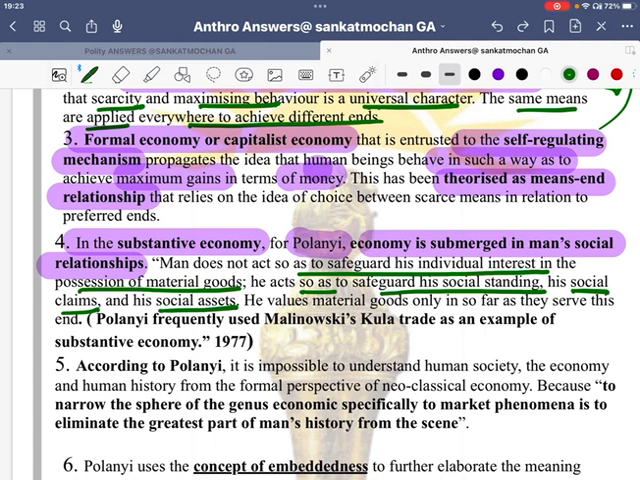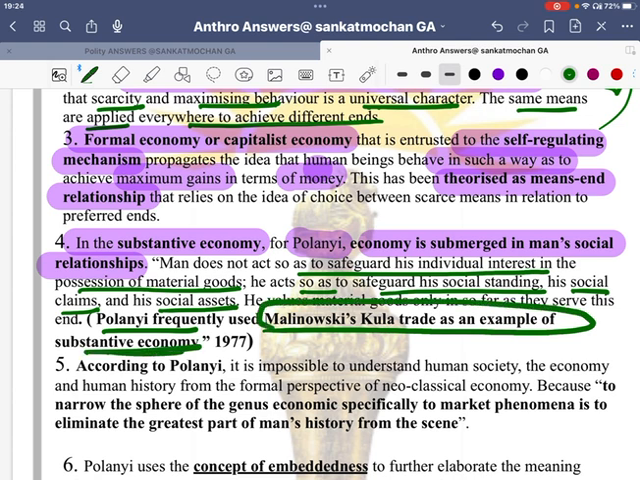Right. Now let's go. Polanyi frequently used Malinowski's Kula trade. For example, see, Malinowski is one of the revolutions in anthropology. If you are with me, I will definitely complete the entire list of theorists in the most comprehensive manner that has never been dealt with in the history of any coaching institute of anthropology. That's a promise. Now let's see how far we go with this.